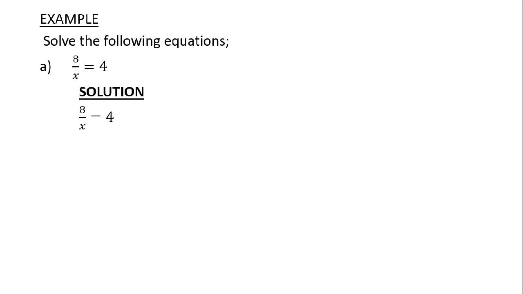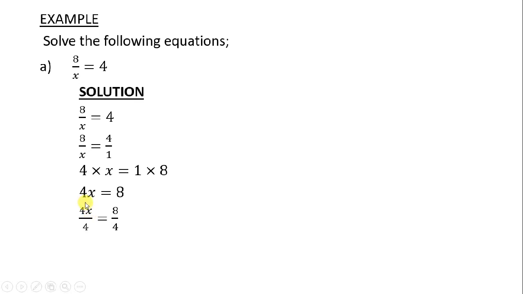We have 8 divided by x is equal to 4. That 4 is a whole number. We express it as a common fraction by putting a denominator, what? 1. Then we cross multiply. So we multiply 4 times x to give us 1 times 8. If you multiply 4 times x, you are going to get 4x is equal to 8.